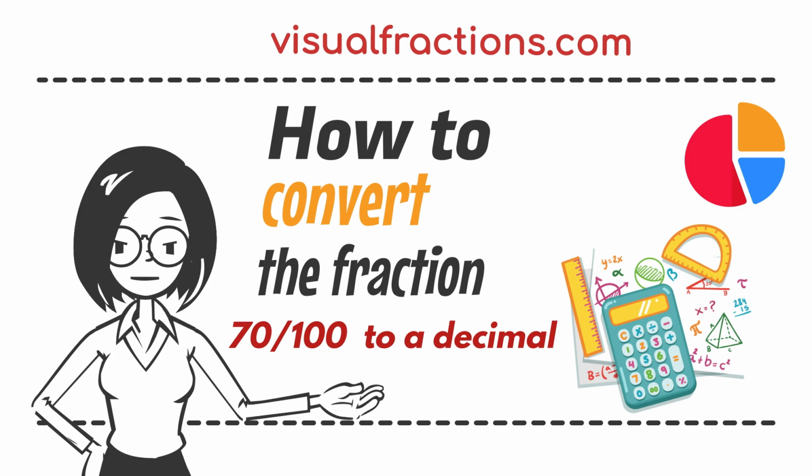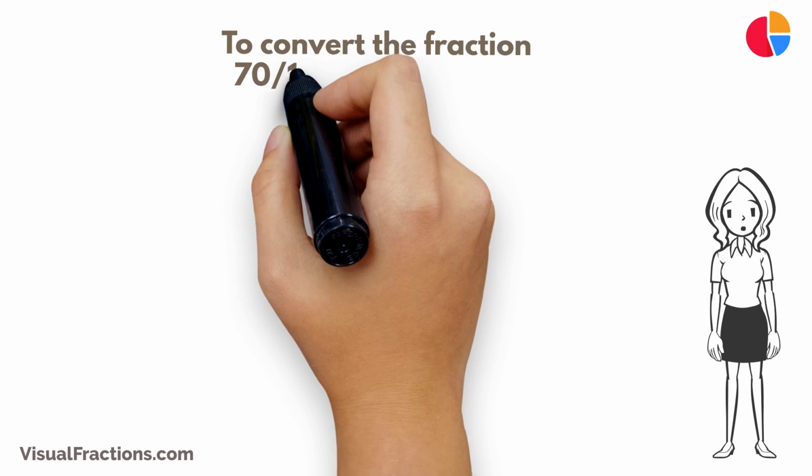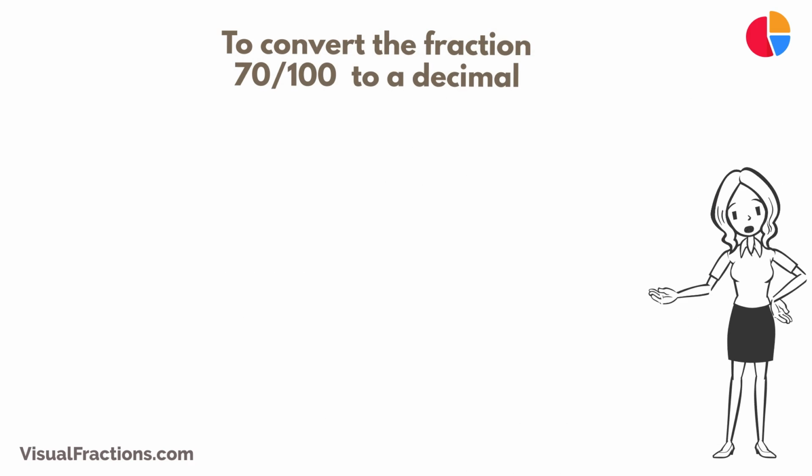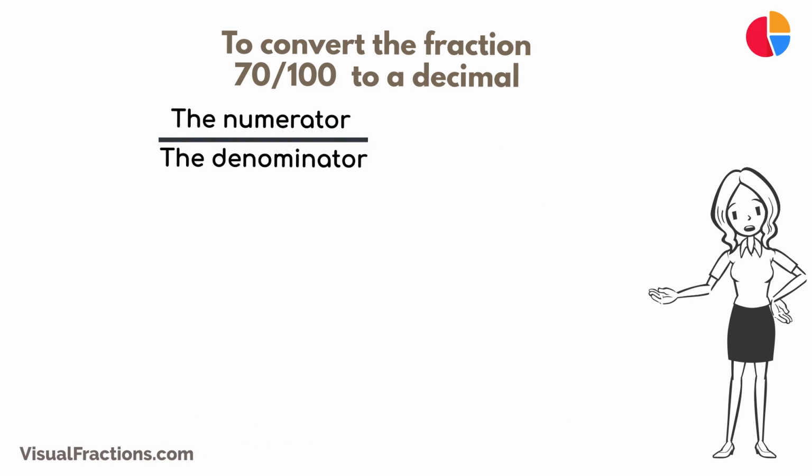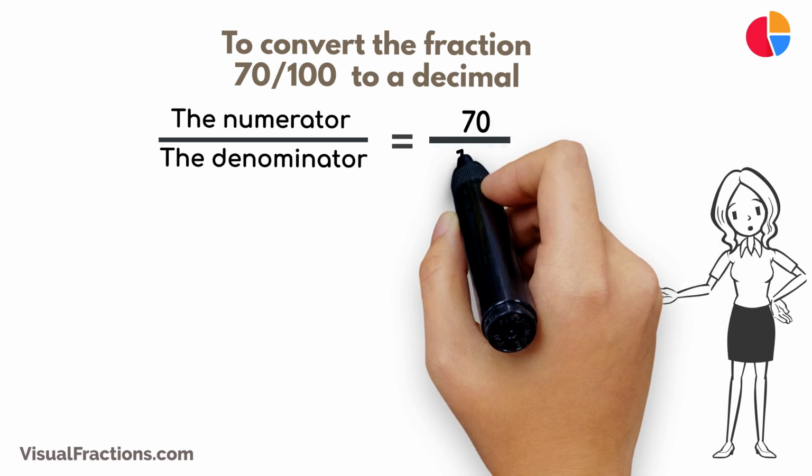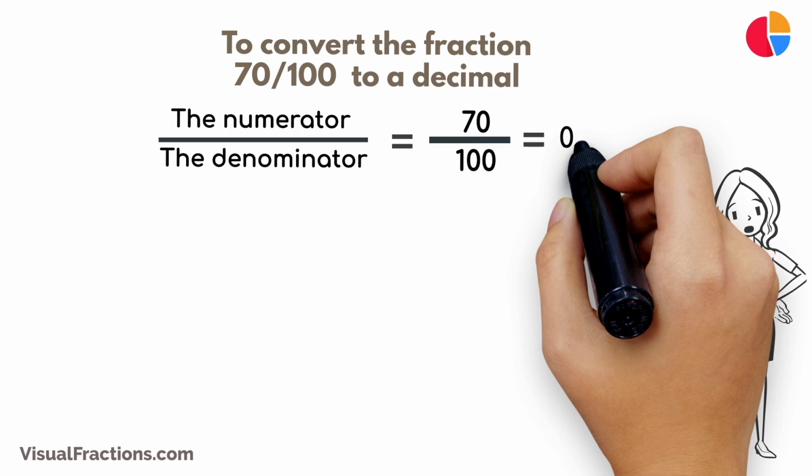Today, we're going to explore how to convert the fraction 70/100ths to a decimal. To convert the fraction 70/100ths to a decimal, all we need to do is divide the numerator, the top number, by the denominator, the bottom number. So, we simply divide 70 by 100. The answer we get is 0.7.